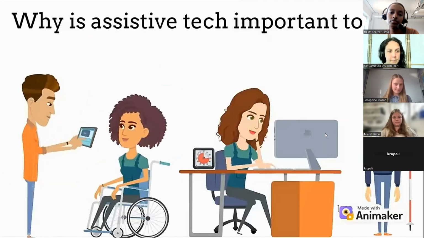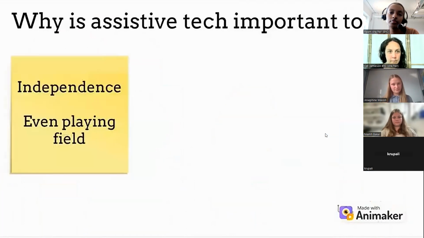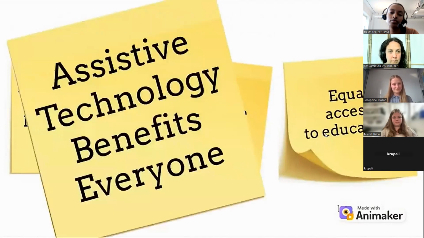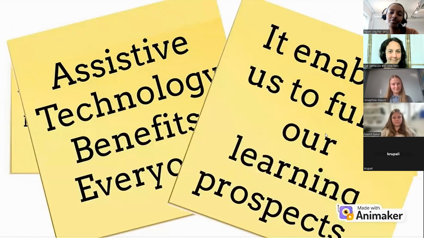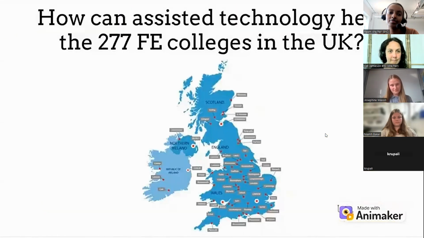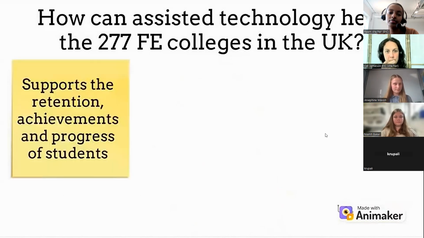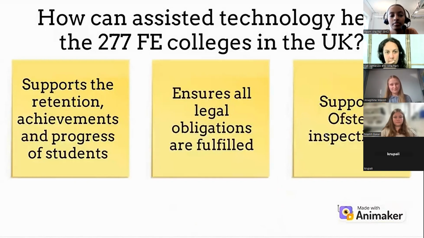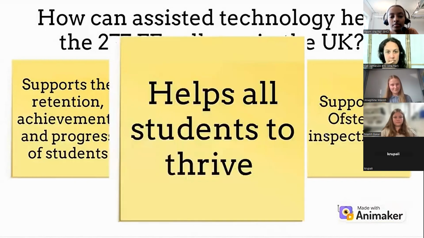The regional champions using their technology. Why assistive technology is important to us. Independence and an even playing field for accessing resources. The future is technology. Equal access to education. Assistive technology benefits everyone, and it enables us to fulfill our learning prospects. A map of the UK. How can assistive technology help the 277 FE colleges in the UK? Assistive technology supports the retention, achievement and progress of students. It supports Ofsted inspections and ensures all legal obligations are fulfilled. But most importantly, it helps all students to thrive.